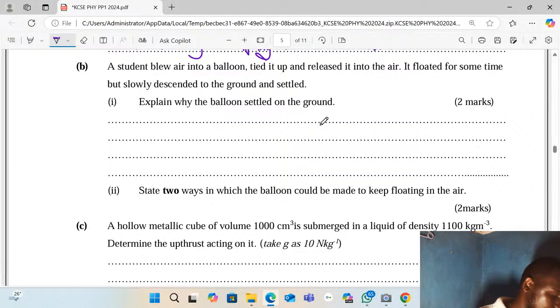A student blew air into a balloon, tied it up, and released it into the air. It floated for some time, but slowly descended to the ground and settled. Explain why the balloon settled on the ground.